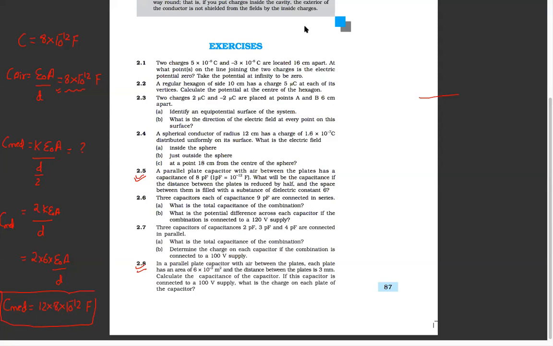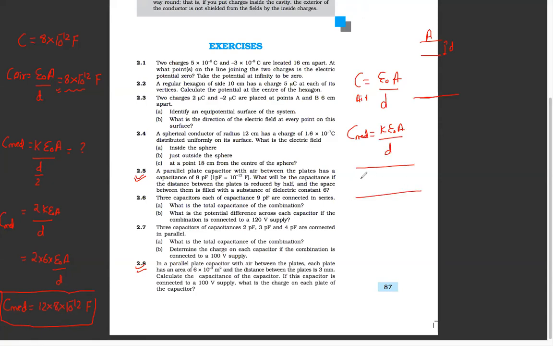Question number 2.8 now. Here we are calculating capacitance. I'm writing all the formulas. A capacitor has two conducting plates at some separation d. Area of each plate is A. If the medium between the plates is air, then the capacitance is epsilon naught A by D. If the medium between the plates is something other than air, a dielectric, then it's K epsilon naught A by D.